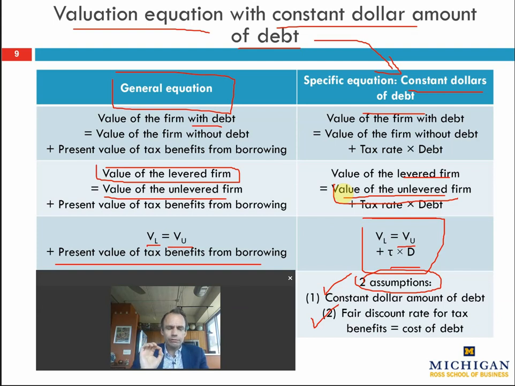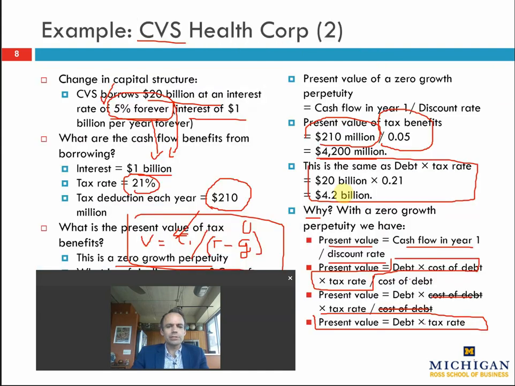Students often confuse the annual interest benefit, the tax deduction from interest, versus the present value of that tax deduction from interest. The annual benefit that we get is the amount of debt times the interest rate on the debt times the corporate tax rate. In our previous slide, that is what is in the numerator just here. That's the tax deduction on interest on an annual basis.